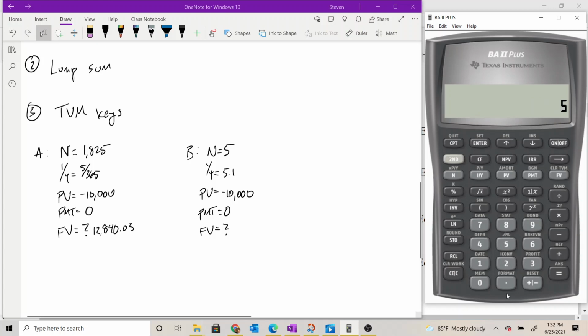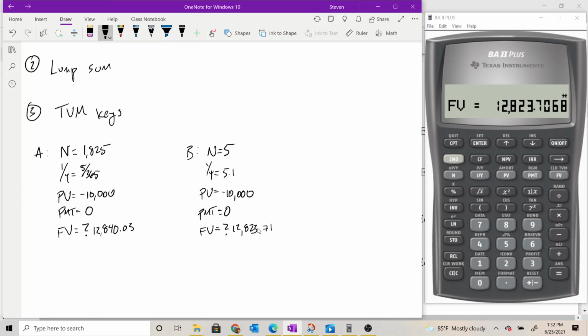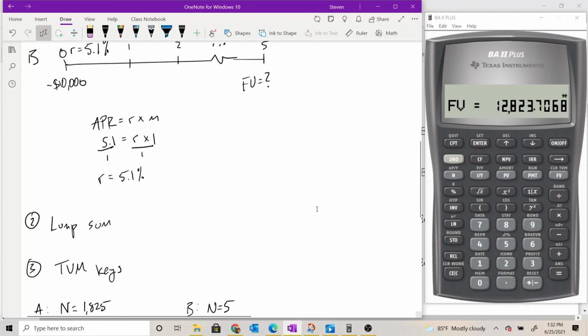I over Y is 5.1%, so 5.1, and then press I over Y to store it. And now present value and payment are still the same. If I'm unsure about that, I can always check it using the recall key down here. So RCL, recall present value, sure enough it's still negative 10,000, and then recall payment, and it's still 0. So we've got 4 of the keys entered. We can solve for the 5th by hitting Compute future value, and we're going to have a total of $12,823.71 with investment B.